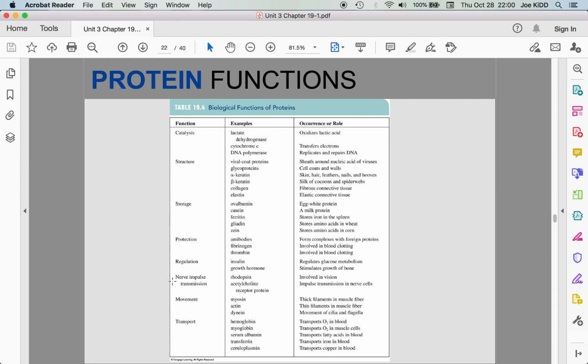So again, proteins have a ton of functions within our body. Really, proteins are the movers and shakers of how business gets done in a body. Everything from catalysis, structure, protection, to movement, to transport, to central nervous system stuff. Proteins do it all.